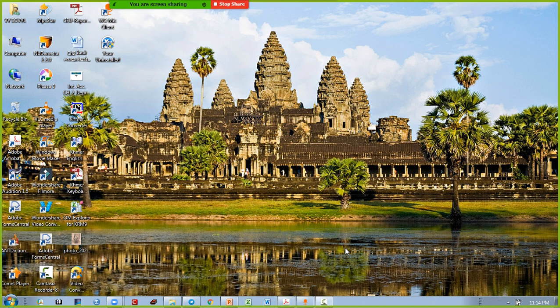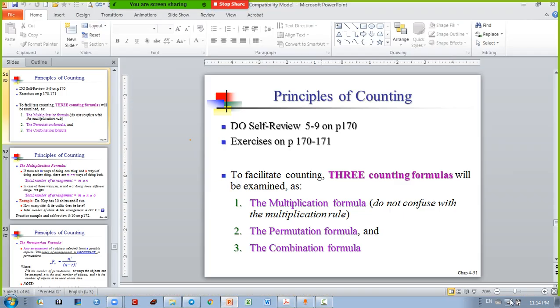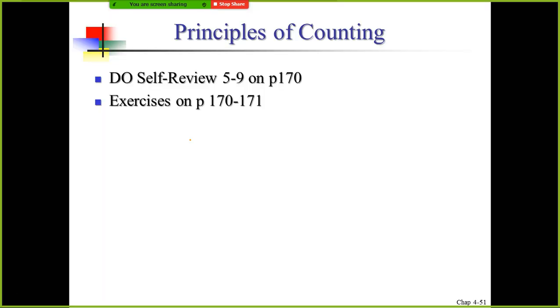Hello everyone. This movie should be the last movie for our chapter 5. We have watched some movies already for covering chapter 5. So now it comes to the last movie for chapter 5. We still have one concept to study for chapter 5. This is principles of counting. Principle of counting is the last point for our chapter 5.